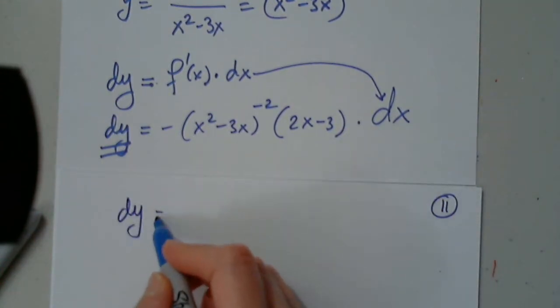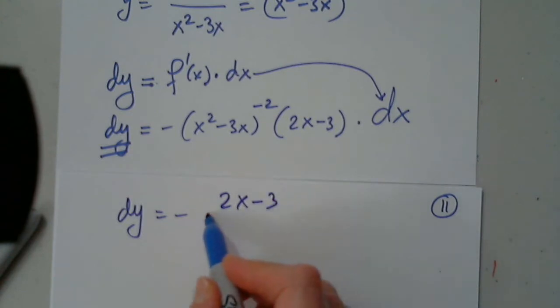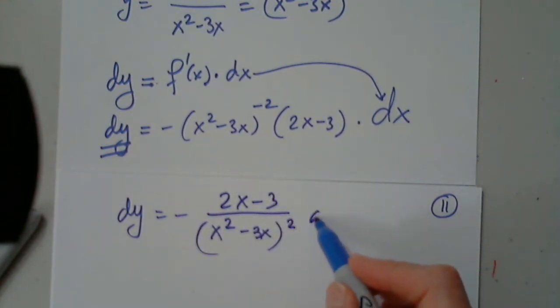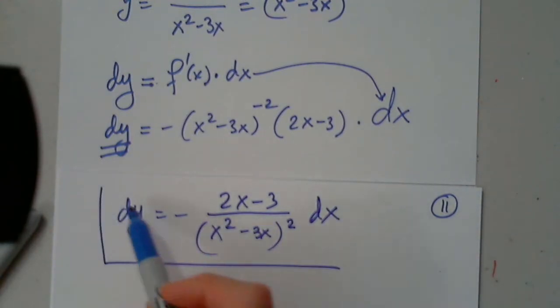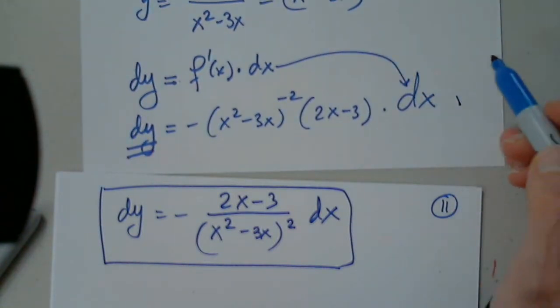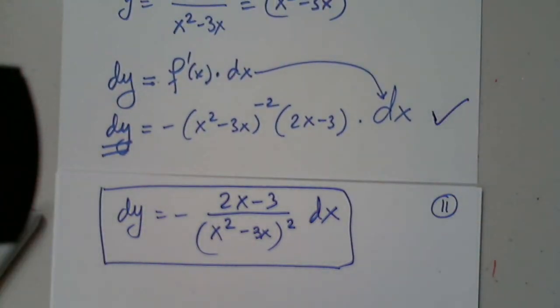So then dy equals negative 2x minus 3 over x squared minus 3x, everything squared, dx. It should be written like this. Can you keep it like this? Yes, for now. That's the differential of the given function. Any questions?